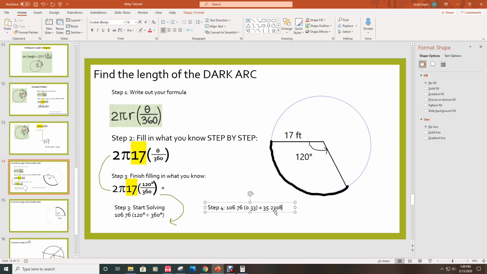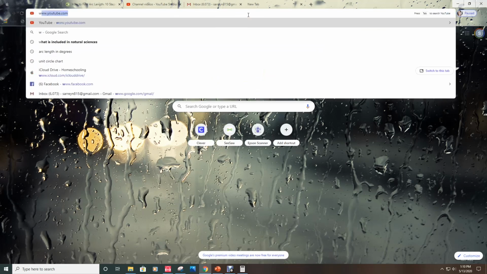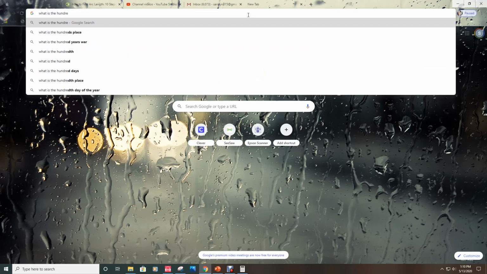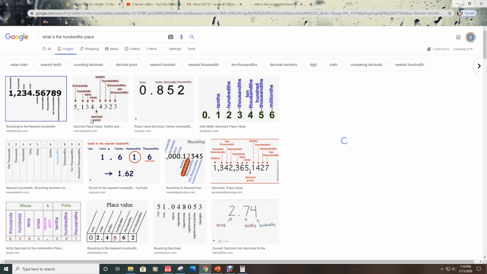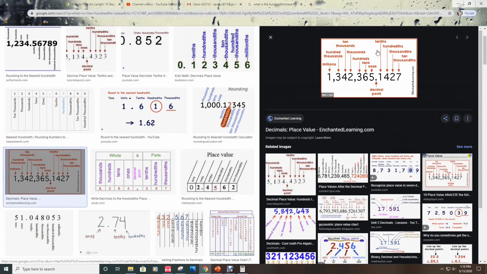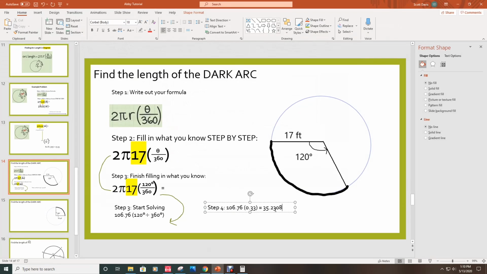So if we need to stop right here at the hundredths place, let me make sure. Why do I feel like I'm weird? Like I'm not telling you what the right hundredths place is. Look, I can tell you how to find an arc, but let me just make sure. What is the hundredths place? Tenths, hundredths. Okay, I am right. I was like, what? I just wanted to make sure. So it goes tenths, hundredths, thousandths, and then ten thousandths. That's where I was confused. I was like, what comes after thousandths? But anyways, so we're going to round to the nearest hundredth.